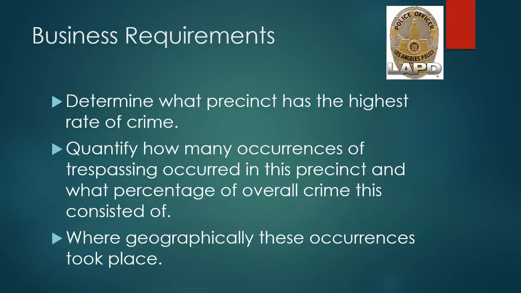The LAPD is interested in 3 key pieces of information. First, they want to determine what precinct has the highest rate of crime. This will influence where these devices are installed. They are also interested in quantifying how many occurrences of trespassing occurred in this precinct and what percentage of overall crime this consists of. Finally, the stakeholders want to see where geographically these occurrences took place.